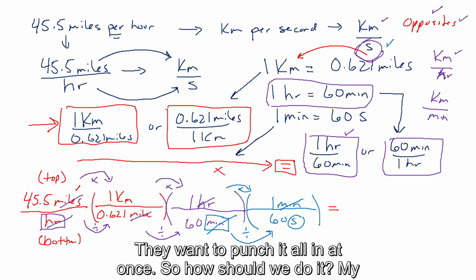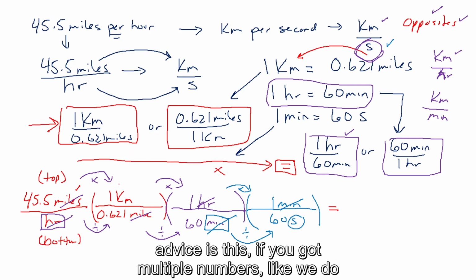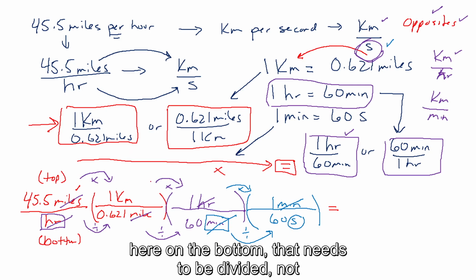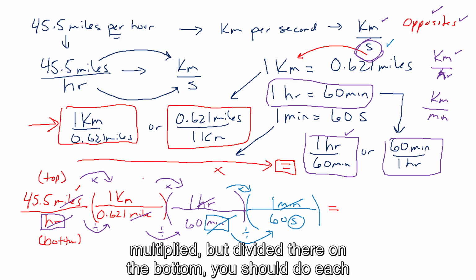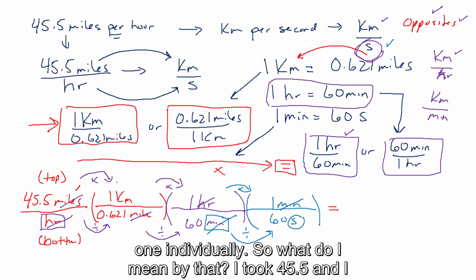They want to punch it all in at once. So how should we do it? My advice is this: if you got multiple numbers like we do here on the bottom that need to be divided, not multiplied, but divided, you should do each one individually. So what do I mean by that?